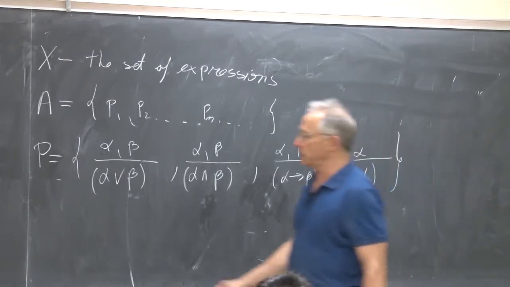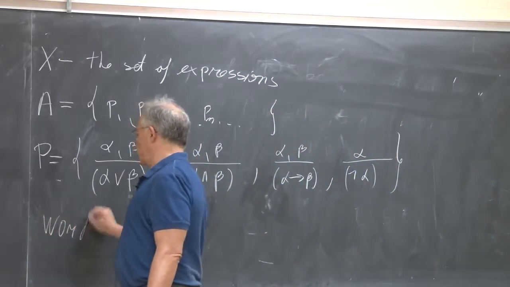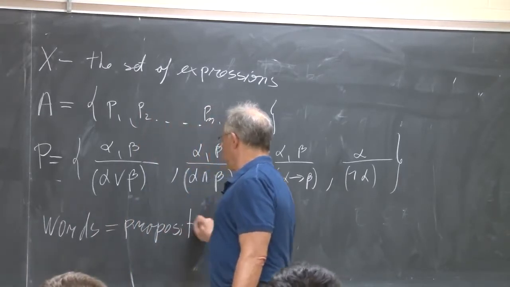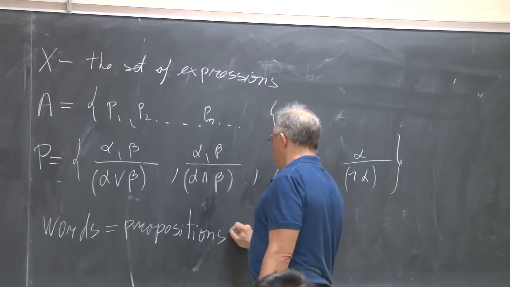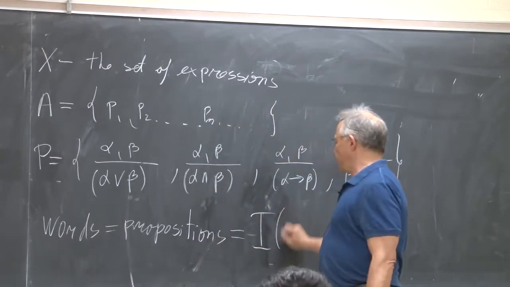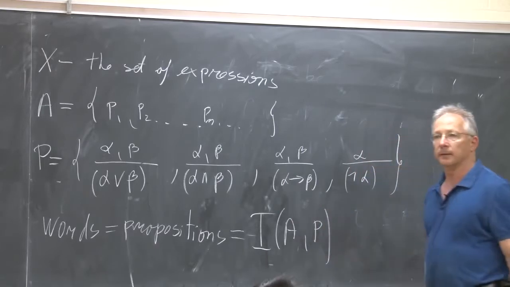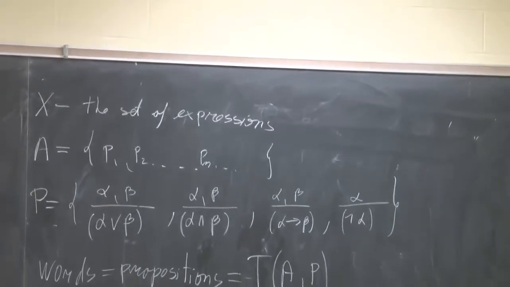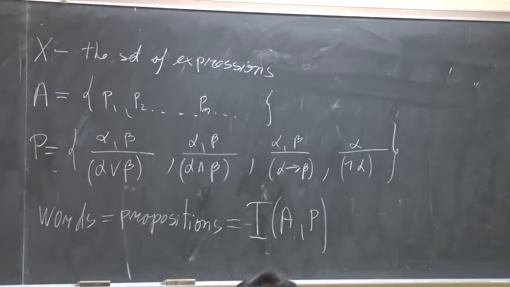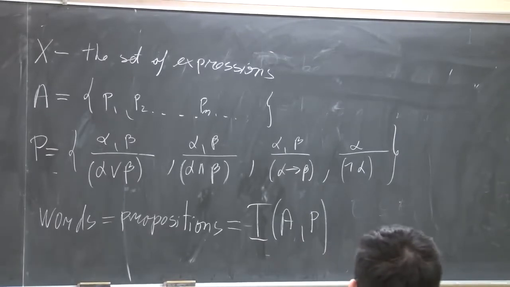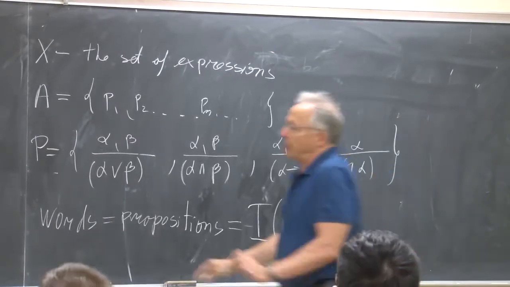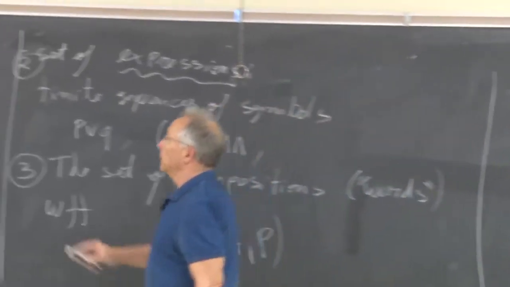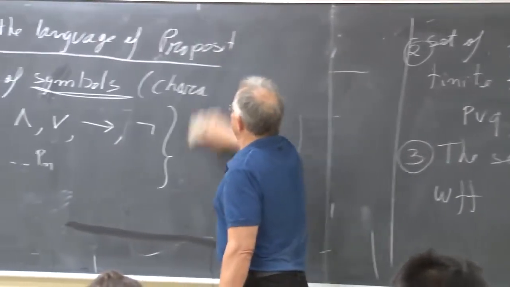So my set of propositions, or words in my language, is the I of this A and this P: the set of all expressions that I can generate by starting with the single variables and applying these operations. Now we are done with our definition, but let us start seeing what it generates.